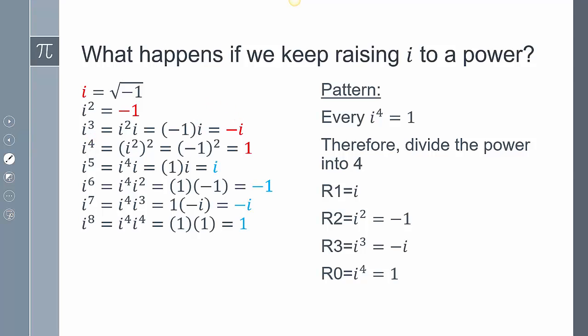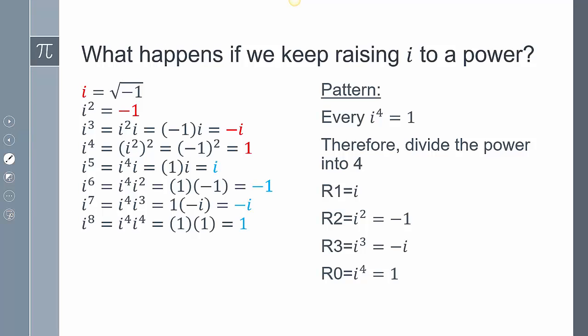Now i to the 4th power, I can say that that's going to be i squared squared. i squared is negative 1, so negative 1 squared is going to be positive 1. Now one thing you're going to notice is after we get to that i to the 4th, every single time I can break it apart into some version of i to the 4th. Now if I do that, that's going to leave me with an i squared, i to the 3rd, i to the 4th type of pattern. And if you notice, it repeats. i, negative 1, negative i, 1.